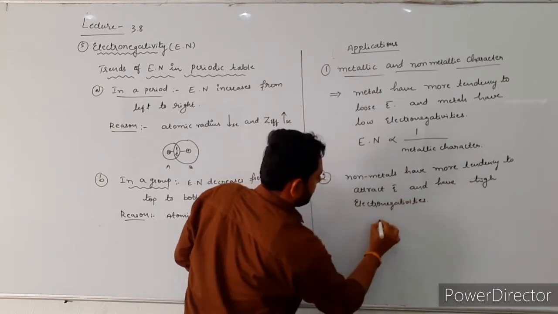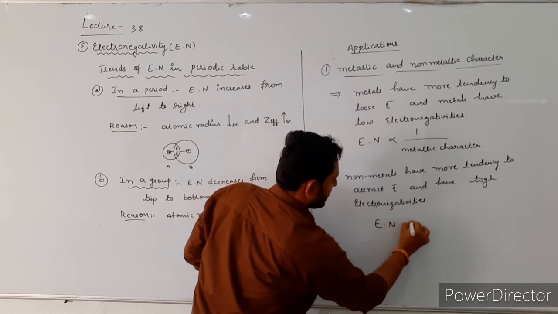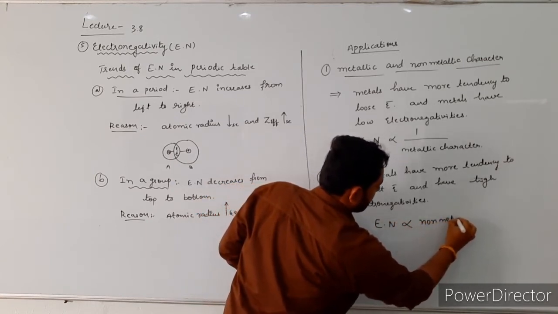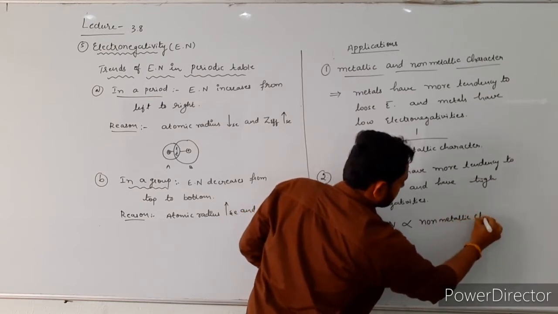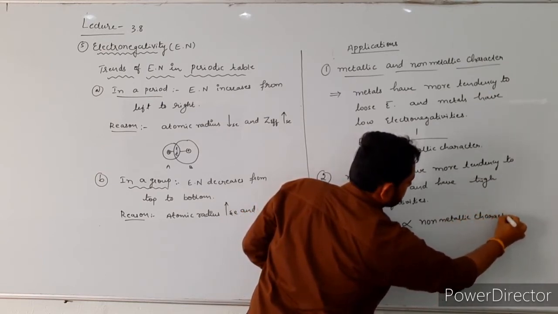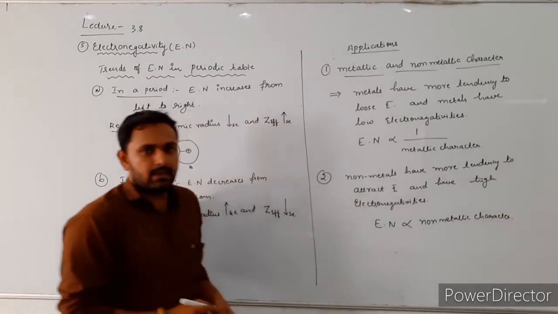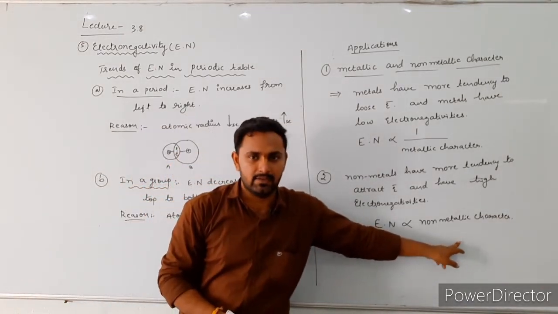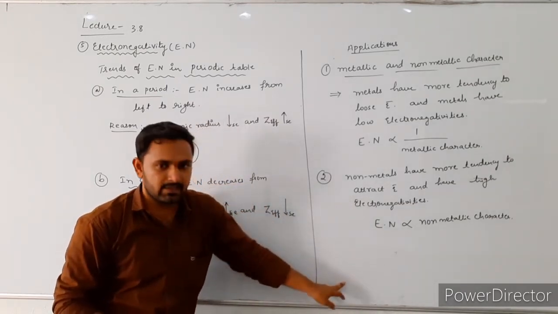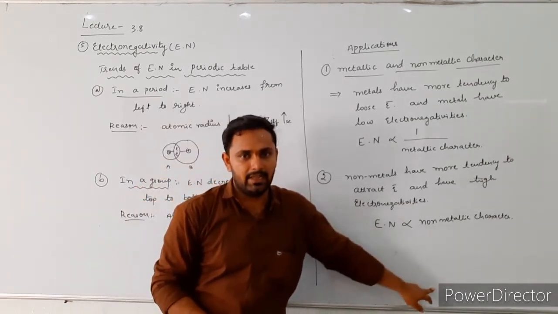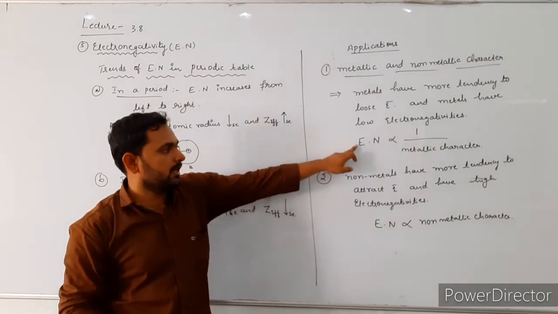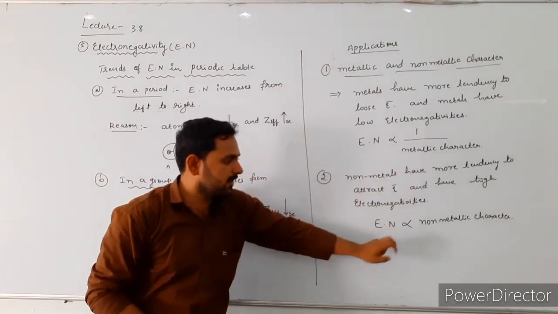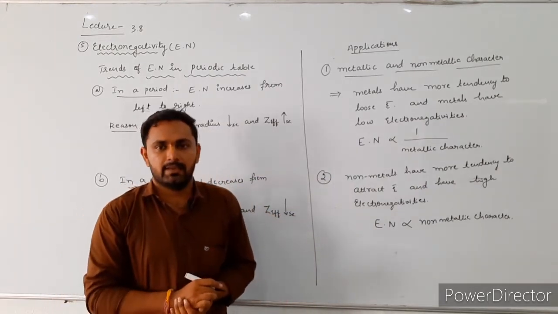That's why electronegativity is directly proportional to non-metallic character. As electronegativity increases, non-metallic character increases. As electronegativity decreases, non-metallic character decreases. So here electronegativity is inversely proportional to metallic character, and directly proportional to non-metallic character.